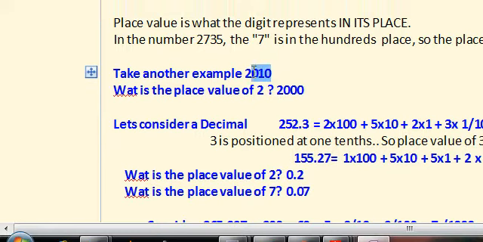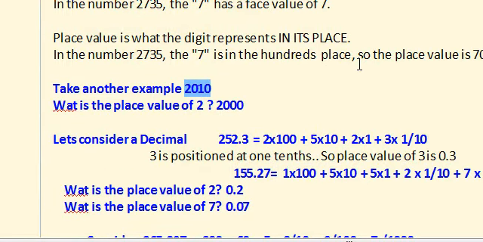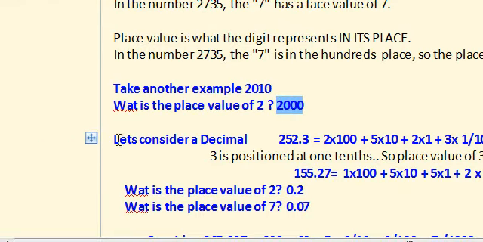The number is 2010. What is the place value of 2? We can see that 0 is in the ones place, 1 is in the tens place, next 0 is in the hundreds place, 2 is in the thousands place. So place value of 2 is 2 multiplied by its place, that is 1000, so 2000. Now let's consider the decimal numbers.